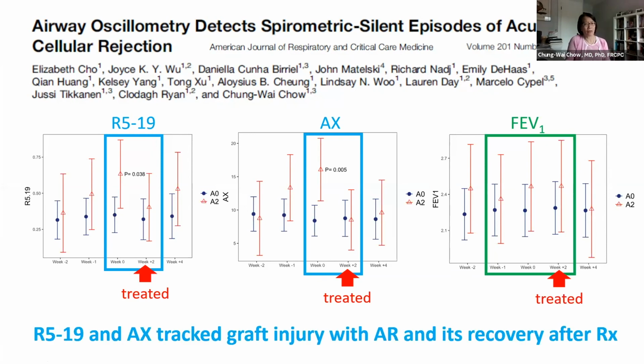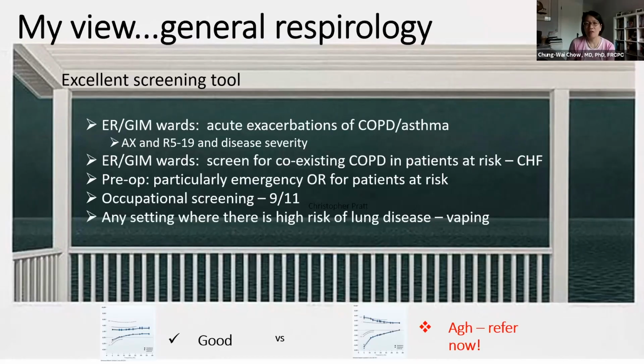What we concluded from this study was that oscillometry, and specifically the measurements of R5 to 19 and AX, tracked graft injury that was associated with acute rejection and was able to track its recovery after treatment of acute rejection. From the point of view of where oscillometry could fit in terms of general respirology, I think that it has an excellent role in screening for lung disease in any setting where there's a high potential for underlying unrecognized lung disease.